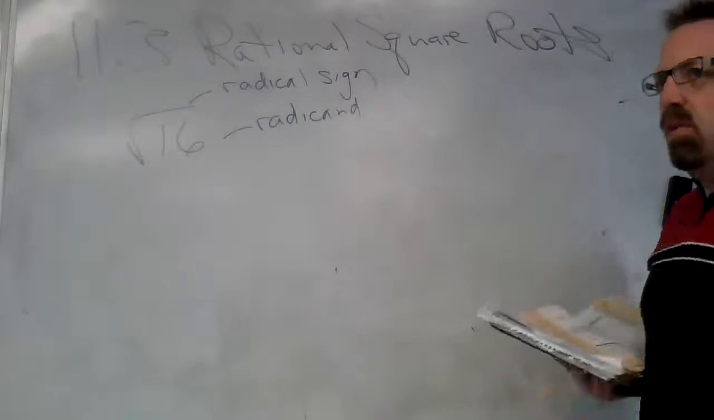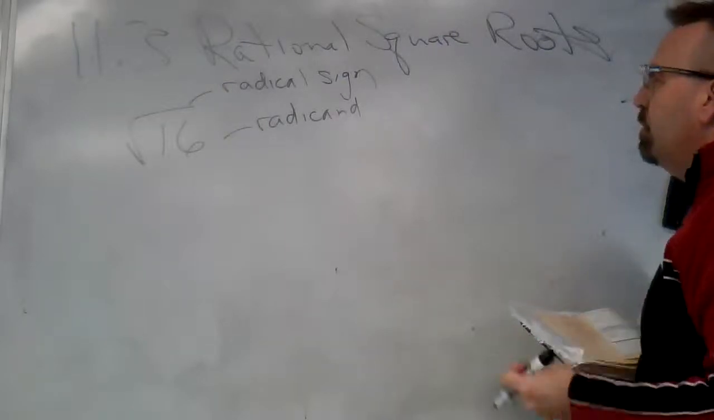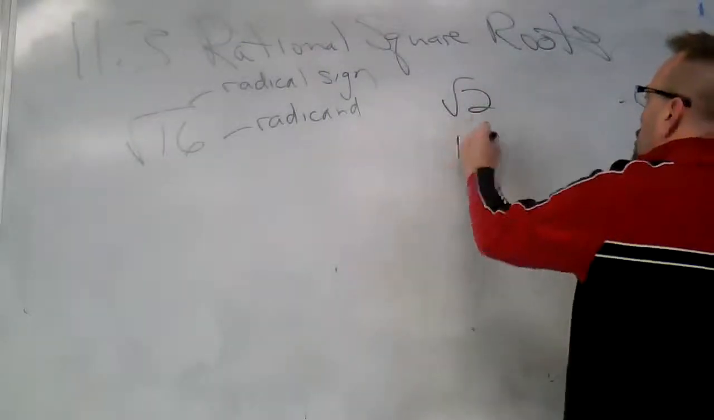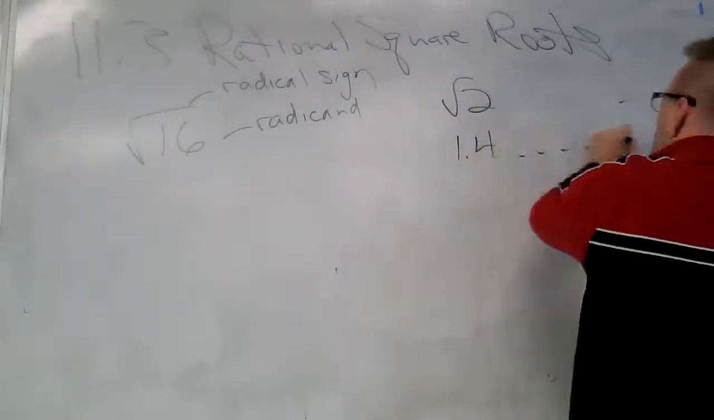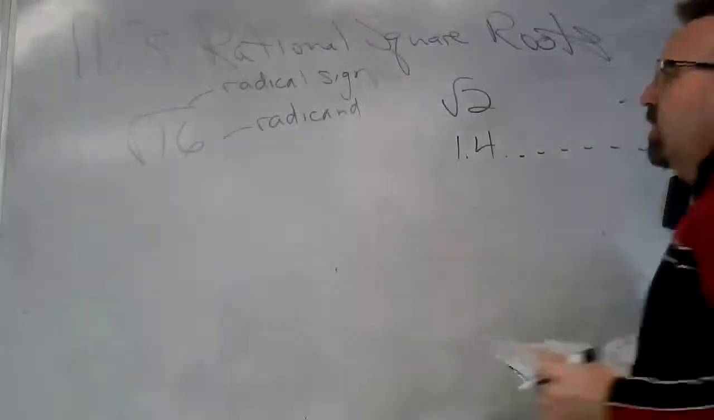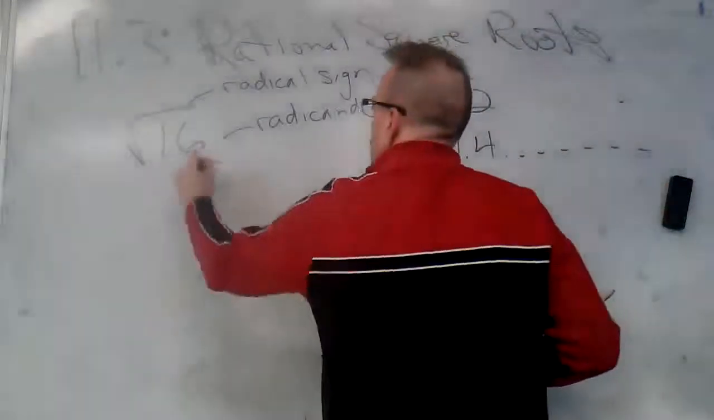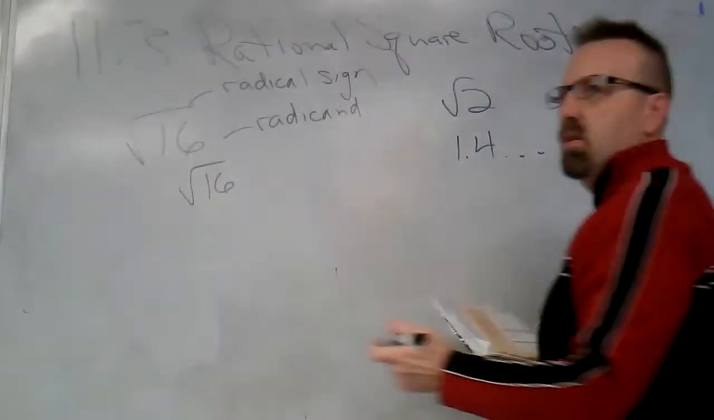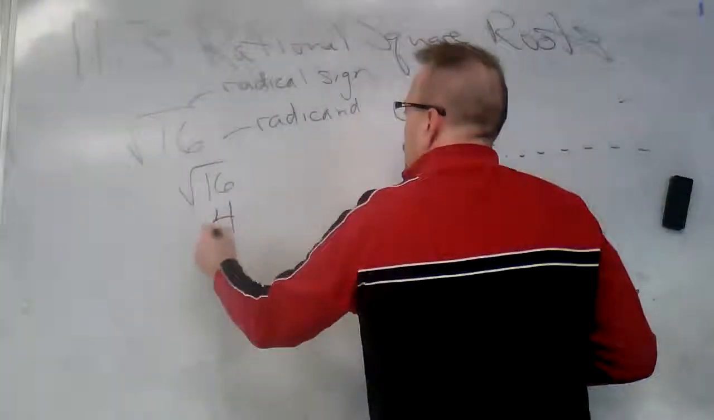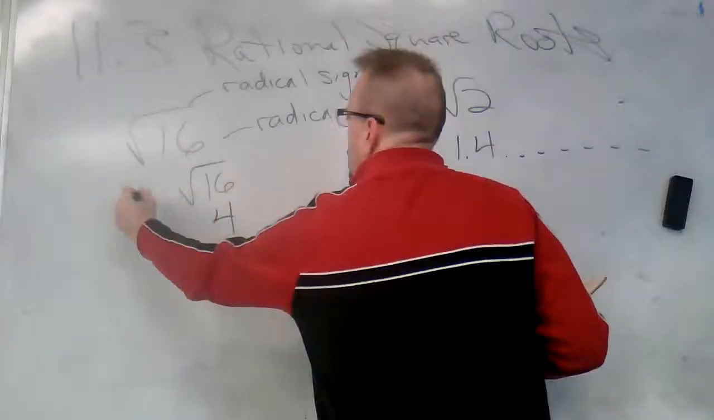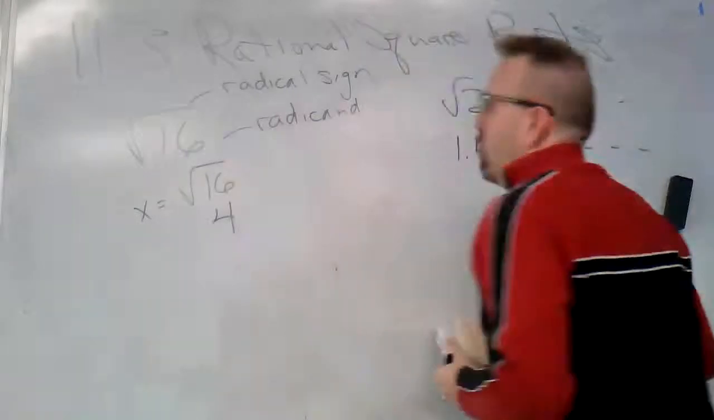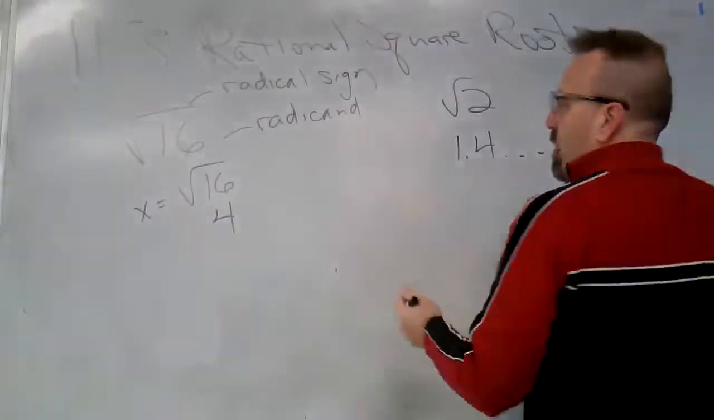Irrational is one that goes on forever and ever without repeating or stopping, things like pi, or for instance, if you put the square root of 2 in your calculator, it's 1.4 and it keeps going on and on and never stops. Whereas if we look at the square root of 16, what number times itself is 16? 4.